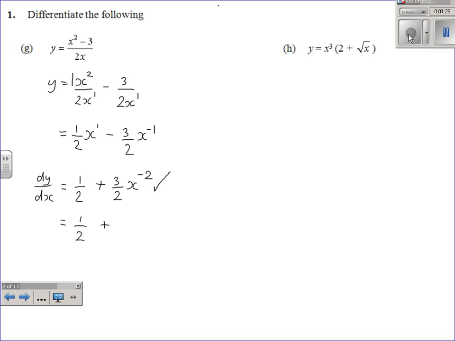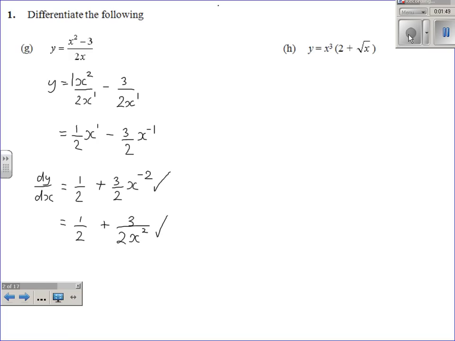We've got a half plus, keep the 3 over 2 exactly where it is. The 3's on the top and the 2's on the denominator, so please don't suddenly change that and do something funny. We've got x to the negative 2, so let's put that as x squared on the denominator so that we can have a positive index, and at that point we're done and it looks a little bit nicer.